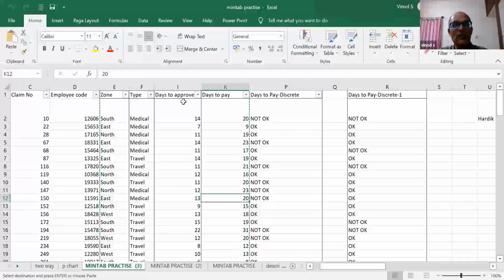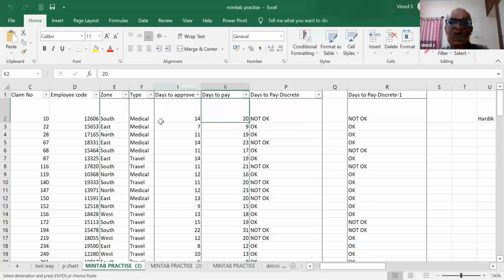And how many days it took to approve, 14 days, or how many days it took to pay, 20 days. Like that, for each employee belonging to a certain zone, their medical and travel, how many days it took for approval and how many days it took for payment. This is the only data required for us, and this data we'll use for our study. So I'm going to copy and paste this data into my Minitab.